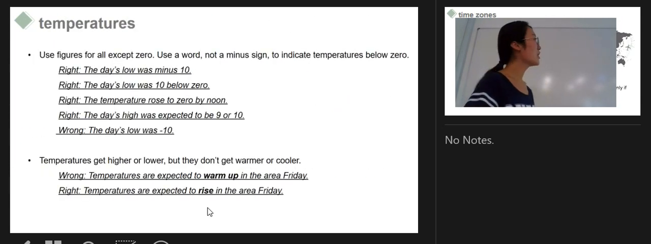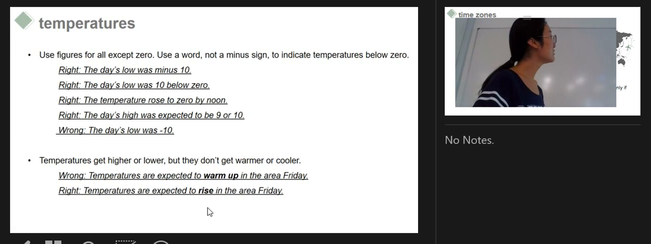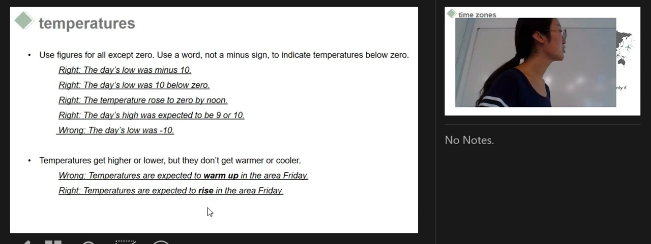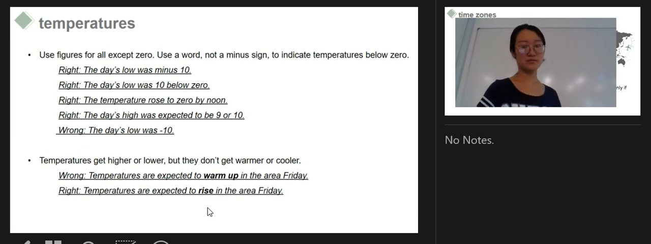And temperatures. Use figures for all except 0. Use a word, not a minus sign, to indicate temperatures below 0. This is right, and this is wrong. Temperatures get higher or lower, but they don't get warmer or cooler. So saying warm up is wrong.